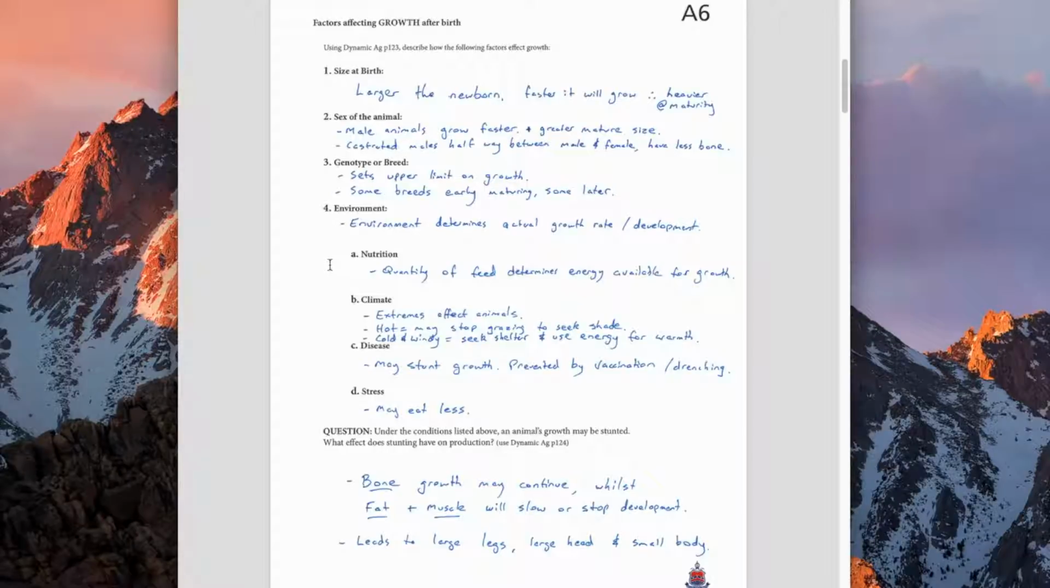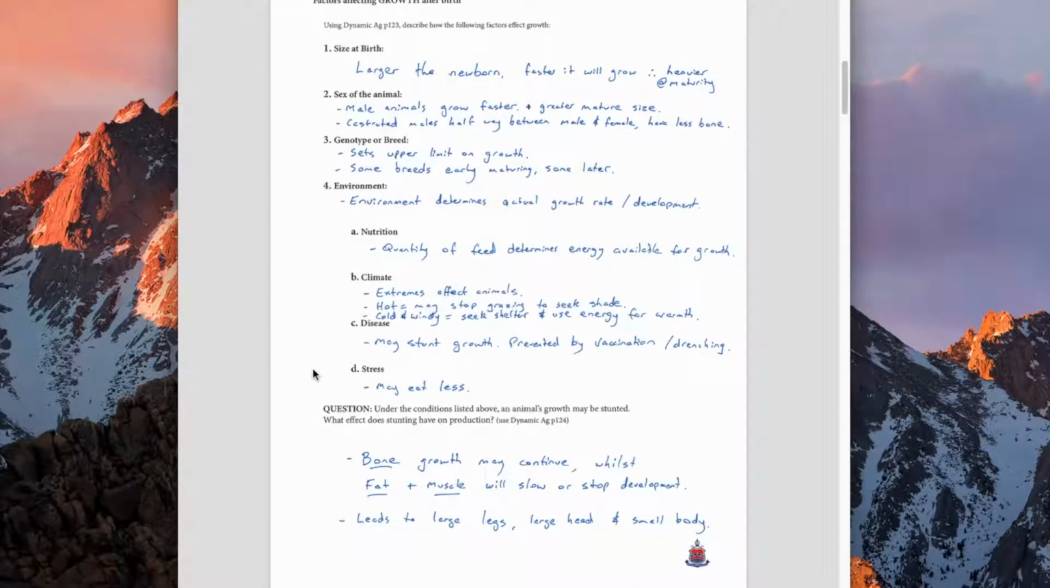The environment, which is made up of a few things such as nutrition, climate, disease and stress, all cause differences in growth. So nutrition, obviously, the more food and more energy an animal gets, the heavier it's going to grow, or the heavier it's going to get, and the faster it will grow. And the less food, the less growth.